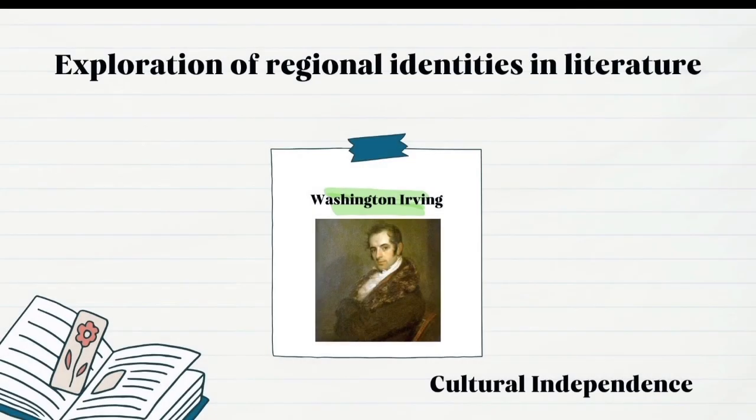Next, let's move on to cultural independence. The first American writer to receive both popular and lasting acclaim was the New Yorker Washington Irving, and some of his greatest works are Rip Van Winkle and The Legend of Sleepy Hollow, with the Headless Horseman.